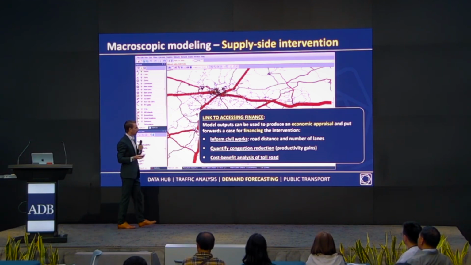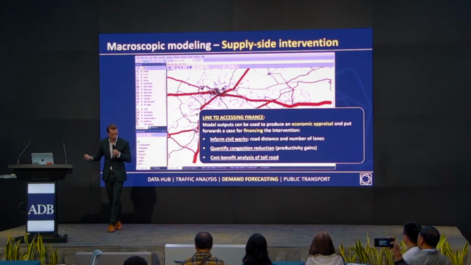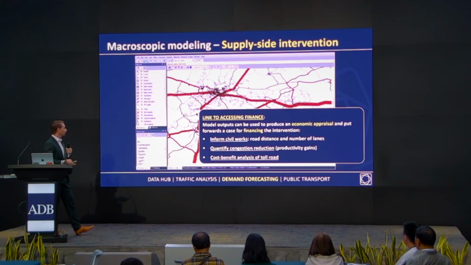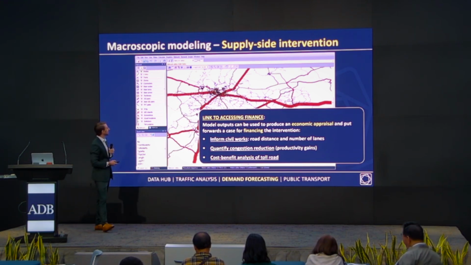And that's quite useful because if you can understand the extent to which you can potentially reduce congestion, you can do all kinds of economic appraisals. You can do some kind of cost benefit analysis on what's being proposed. And that can also help you develop your financial proposals. It can also help you inform your civil works. You can determine how many lanes you may need for this given road. You can quantify congestion reduction. And again, you can do all kinds of cost benefit analyses.